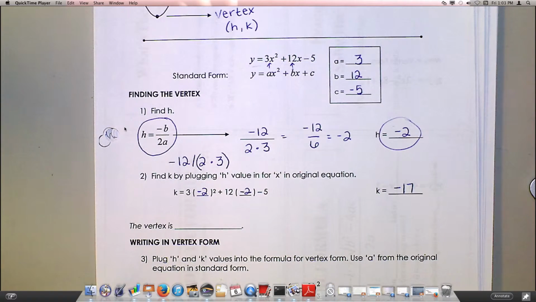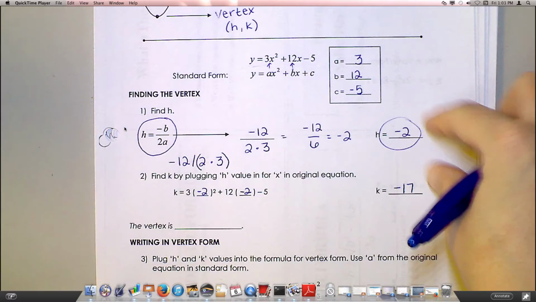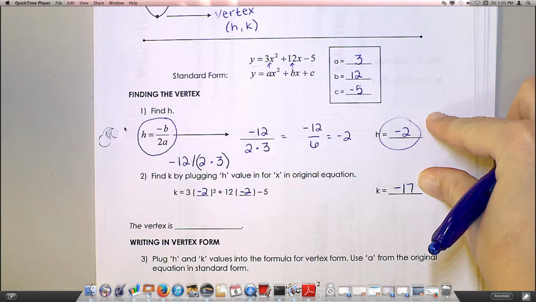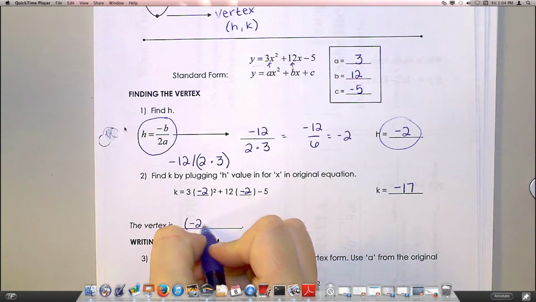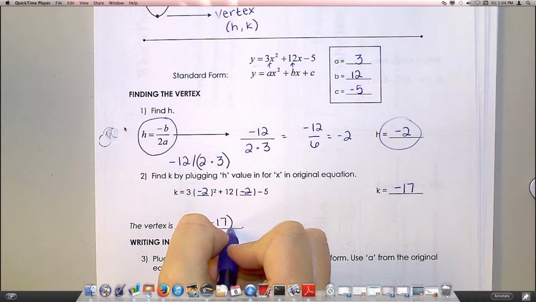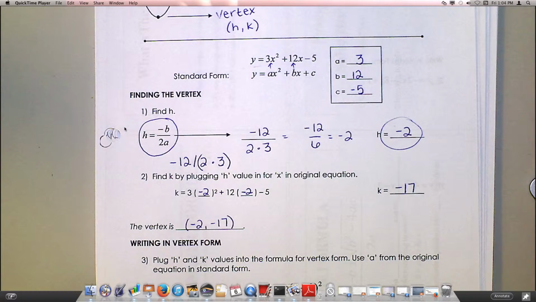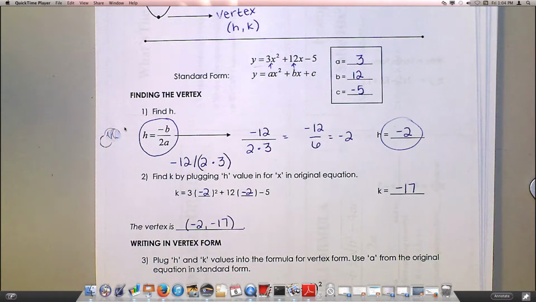So now I've got my h and my k value. That's my vertex right there. So my vertex is negative 2, negative 17. Now, our last step is, if the question just asks you what is the vertex, you're done. If it asks you for vertex form, there are two different questions I could ask you.